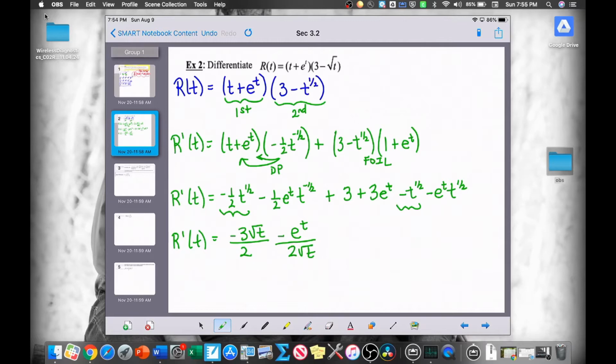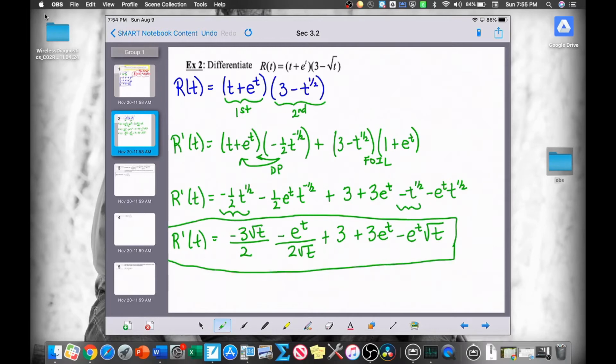The 2 is on the bottom, t to the negative 1/2 goes downstairs, but e to the t is still on top, plus 3 e to the t, and minus e to the t, and then t to the 1/2 I would write as the square root of t. And although that looks horribly messy, that's about the best that I can do. I really can't do anything more than that.